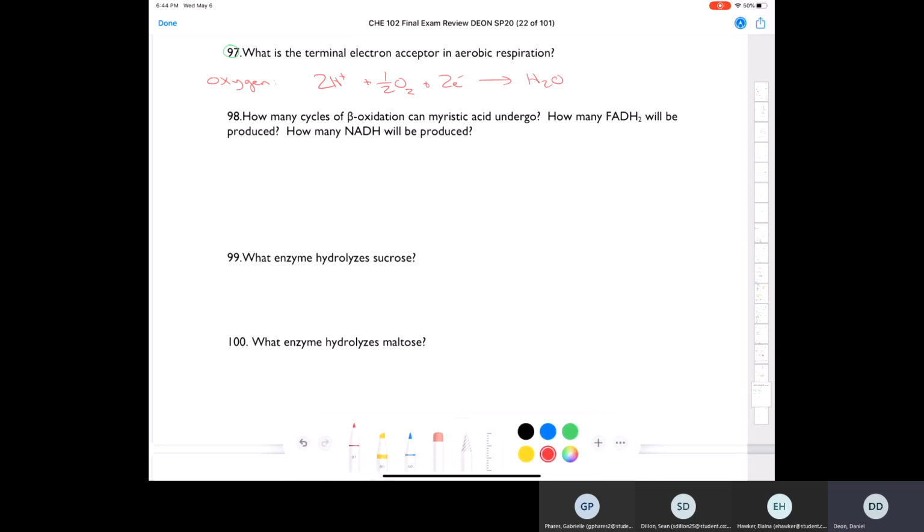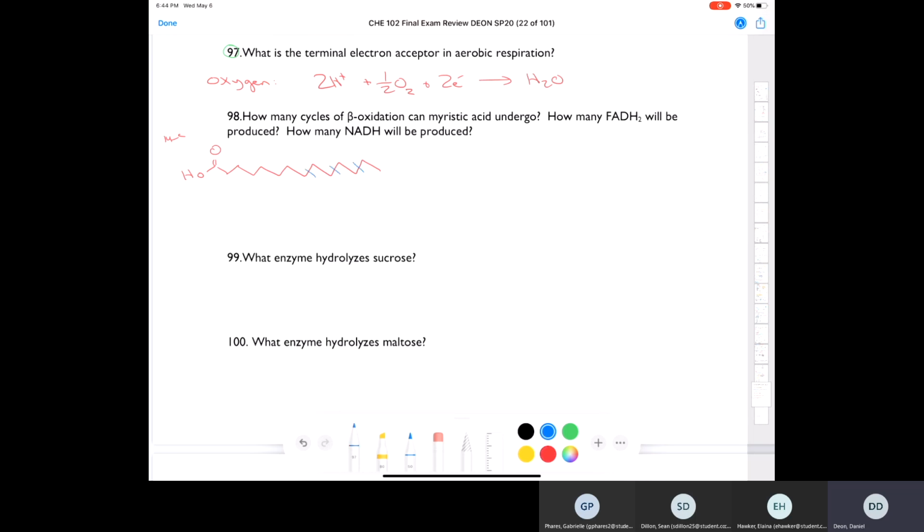How many cycles of beta oxidation can myristic acid undergo? How many FADH2 molecules will be produced? How many NADHs will be produced? Well, first let me start by drawing myristic acid, and it has a total of 14 carbons. So we'll say here 1, 2, 3, 4, 5, 6, 7, 8, 9, 10, 11, 12, 13, 14. Now, it might be a trap to fall into and say, well, it's got 14 carbons, so 14 divided by 2, because I'm making acetyl coenzyme A, which has a 2 carbon acetyl group. Is it 7? And the answer is no.